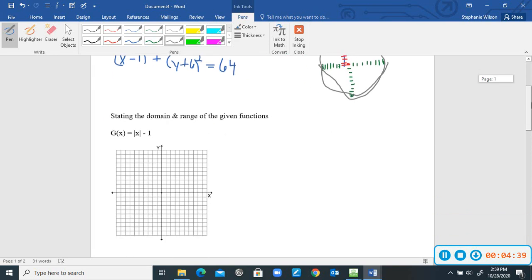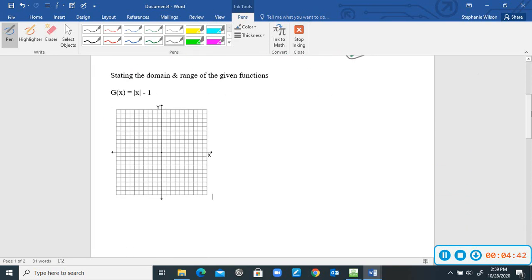So let's talk about a function. Let's talk about its domain and range too. What I notice here is I have this absolute value. We had talked about if the power is 1 on the x or y, then that means we have a linear equation. If it has a power of 2, we have a parabola.